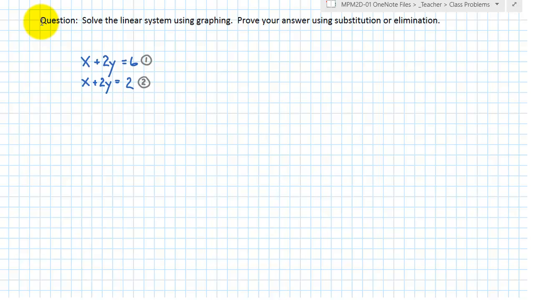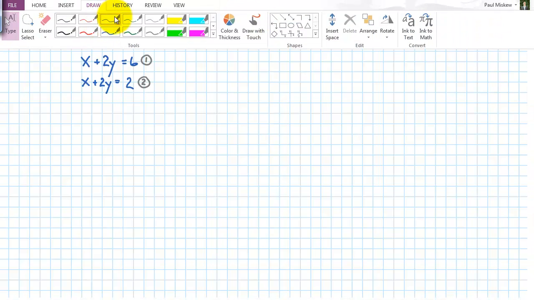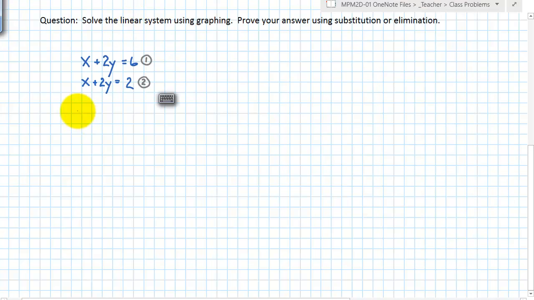So the most straightforward way to solve these types of problems is to graph them. So that's what we're going to do here. So the first thing I'm going to do is number the equations, which I've done here. And then I'm going to rewrite each of them in the form y equals mx plus b. The reason I do this is because y equals mx plus b is a very convenient way to graph.